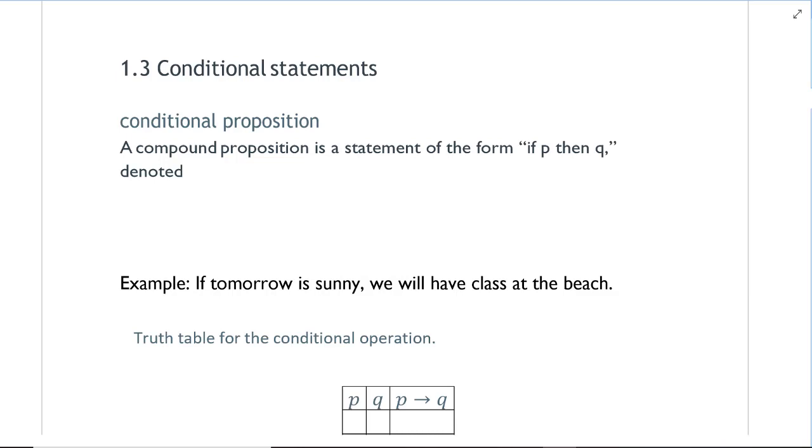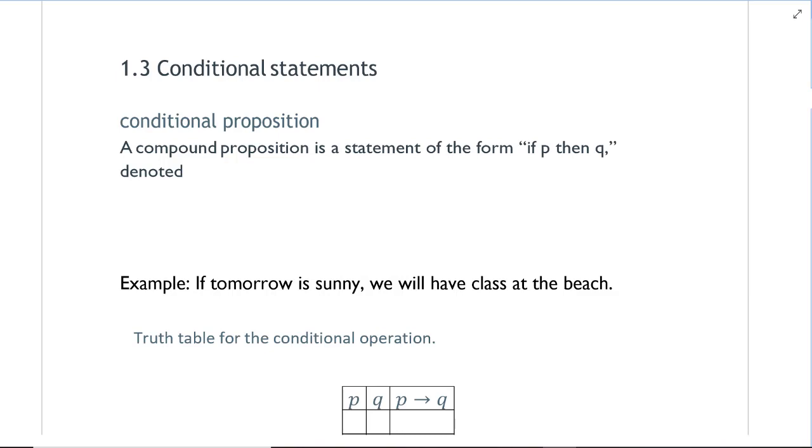1.3, conditional statements. Now things are going to start to get even more interesting. A conditional proposition is a compound proposition which is in the form if P, then Q. I'm sure you have heard plenty of statements of this form in the English language or in another language, or probably in some of your programming classes as well, if you have taken very many of those.